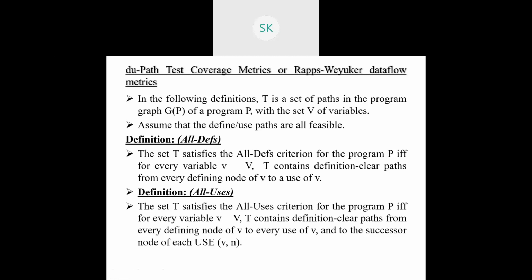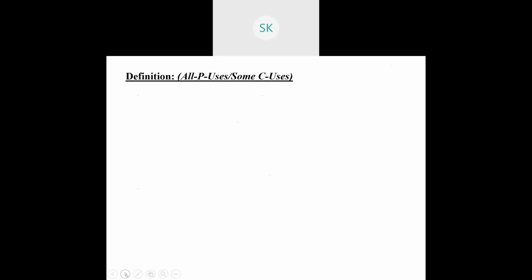With respect to the usage node, whatever combination of nodes you have identified as a usage node, that identification along with the definition should form a definition clear path. If that is the case, then all uses are happening there. There's a second point. Next one is all P uses and some P uses. You can easily identify it.